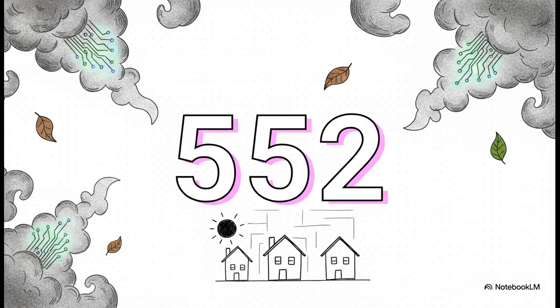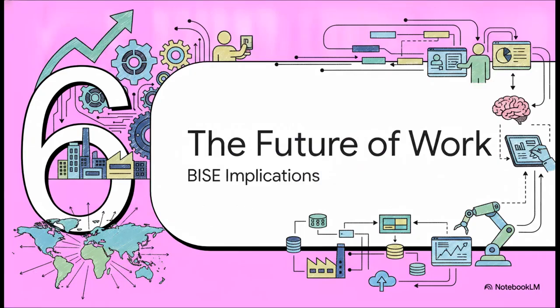552. Let that staggering number sink in for a second. That is the estimated tons of CO2 emissions produced just to train the GPT-3 model alone. That roughly equals the annual carbon footprint of dozens of households. The sheer computational horsepower required to train and run these massive neural networks poses a massive environmental and sustainability challenge for us moving forward.